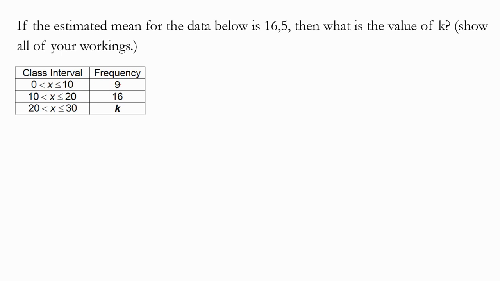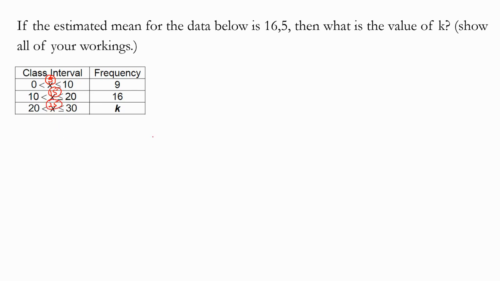We multiply. So let me just create a context here and say these are marks of learners out of 30. So we're saying that 9 learners got between 0 and 10, 16 learners got between 10 and 20, and k learners got between 20 and 30. But we don't know the actual marks. So what we do, we assume that all 9 of these learners got the midpoint, which is 5. And then the 16 learners got 15, the midpoint of the class interval there. And then the k learners got 25, the midpoint of the class interval there.